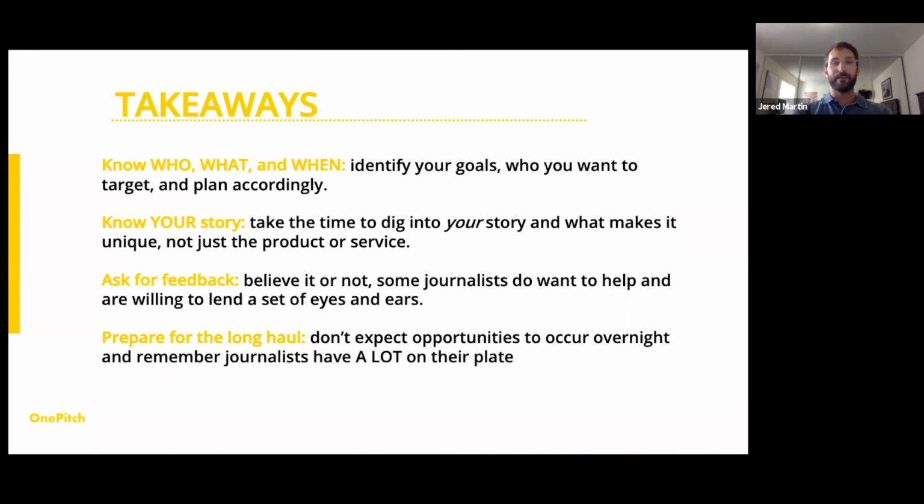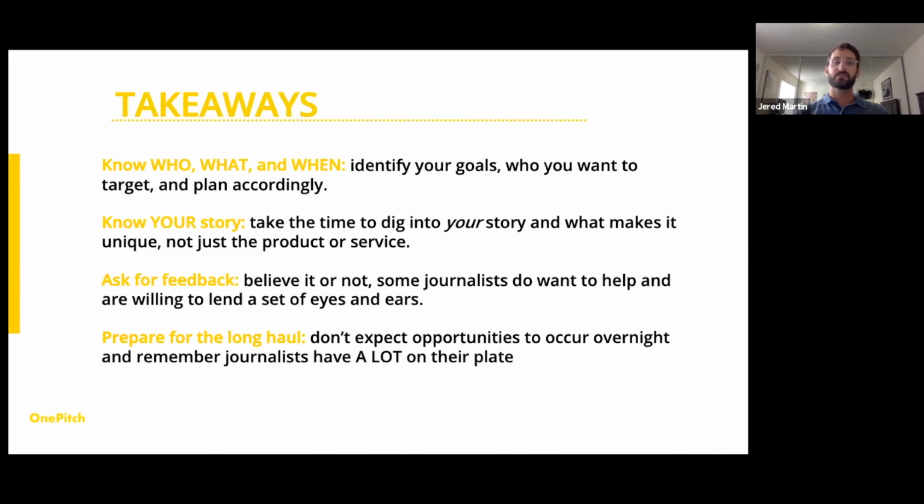So let's talk a little bit about takeaways for today. We obviously went over a lot of information. I hope you all found it valuable, but just as a summary, know who you're pitching, know what you're pitching, know when you want to pitch it. Identify your goals, figure out who you want to target, do your research, get an idea of who are the best people to write about your brand, and then take it upon yourself to really plan accordingly.